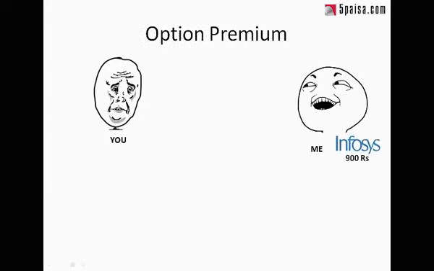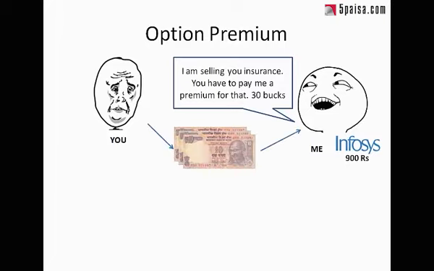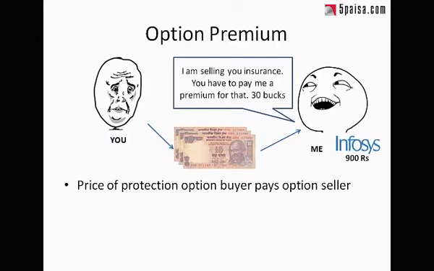Now I know that I am giving you protection or selling you insurance. When LIC insures your life, they take a premium for the risks they take. Similarly, I will ask you for a compensation here called premium. Now that happens to be 30 rupees. This premium is the price of the protection an option buyer pays to the option seller. This is paid in the beginning.